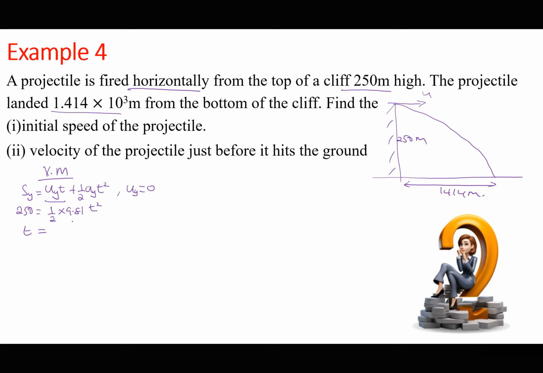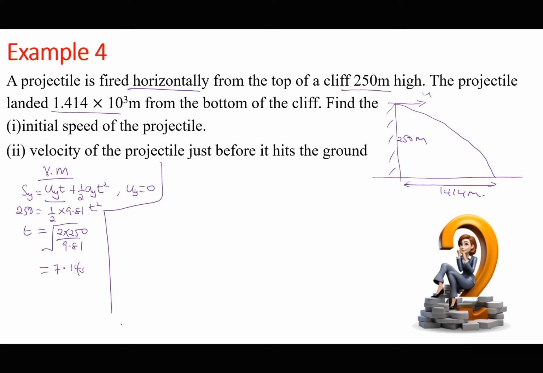The time is going to be the square root of 2 times 250 divided by 9.81. So finding the square root here, 2 times 250 divided by 9.81, the time is 7.14 seconds. That is the time of flight.